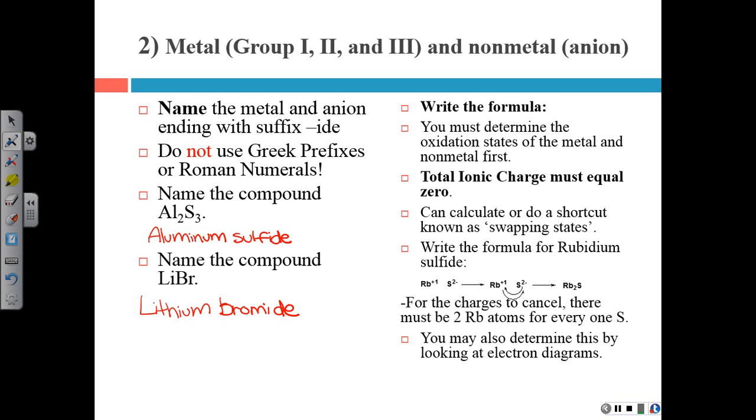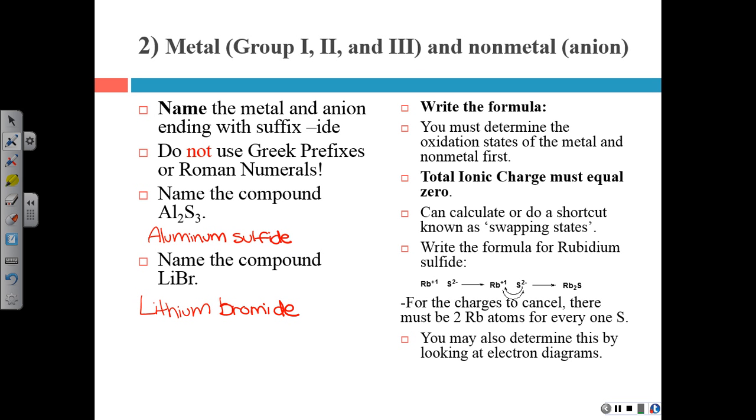It's in group 1. The first thing I did was look at rubidium sulfide, and I saw rubidium is in group 1. It's a metal. Sulfur is a non-metal. So I know this is classification 2 that I'm teaching you here today. This is our second classification.